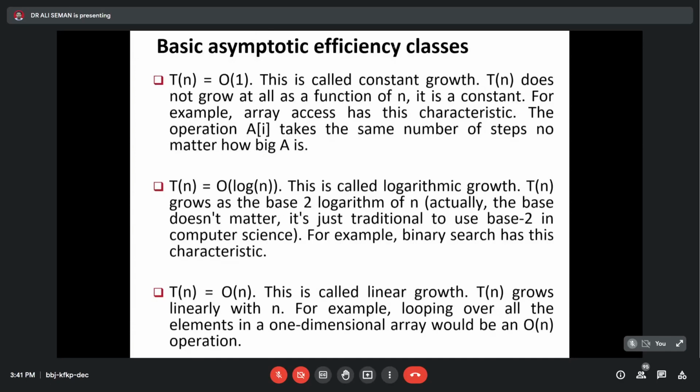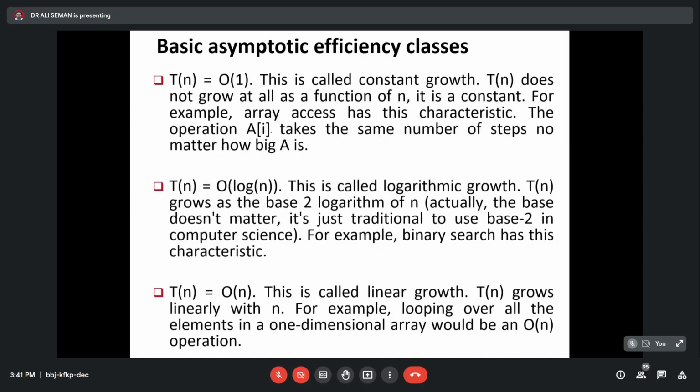If T of n equals O(1), which is the constant just now, this is called constant growth. T of n does not grow at all as a function of n. It is a constant. For example, array access has this characteristic. The operation A[i], whatever i is, from 0 until whatever, takes the same number of steps no matter how big A is. So let's say you want to retrieve a value inside the array. We are given, let's say, i equal to 1 million. We just go straight to the 1 millionth element. So basically there's no increase in terms of time. Basically the same thing.